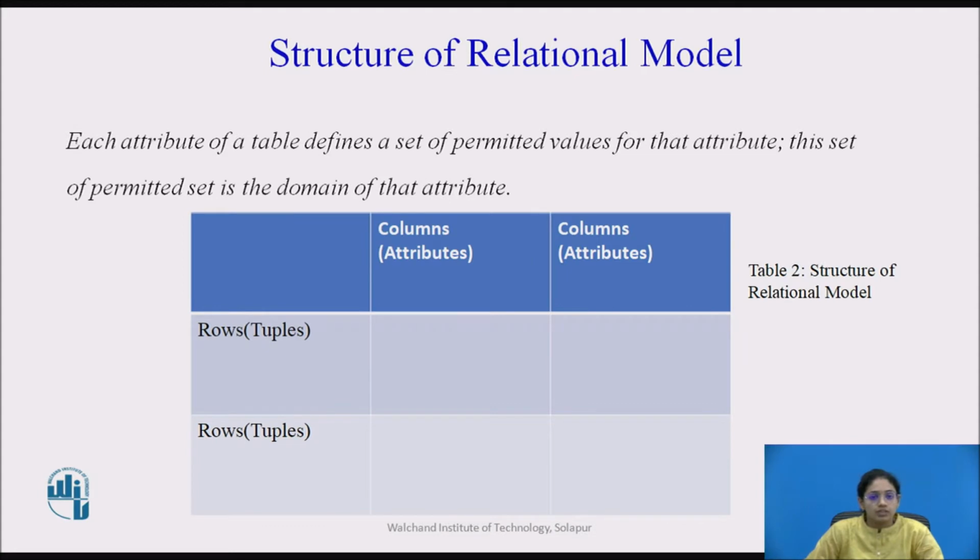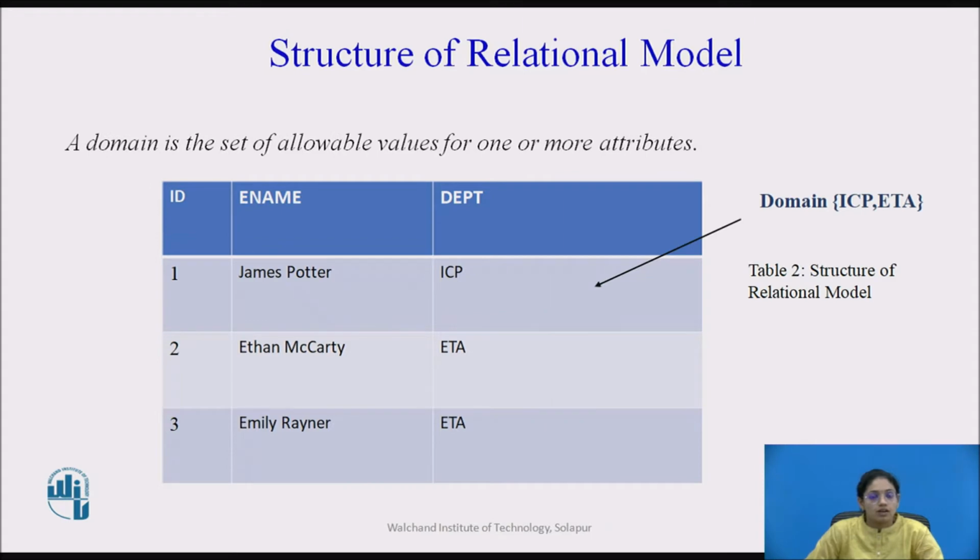Each attribute of a table defines a set of permitted values for that attribute. This set of permitted values is called the domain of an attribute. An example of a domain is a set of attribute values for one or more attributes.